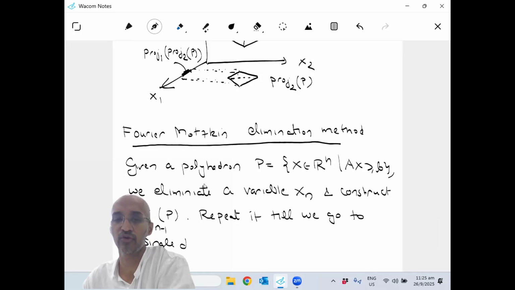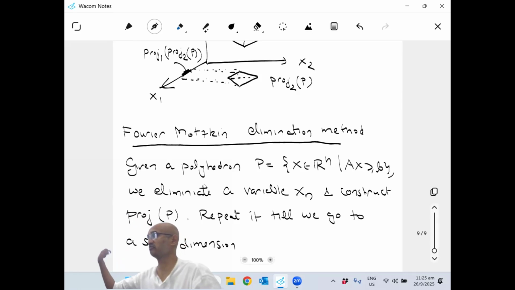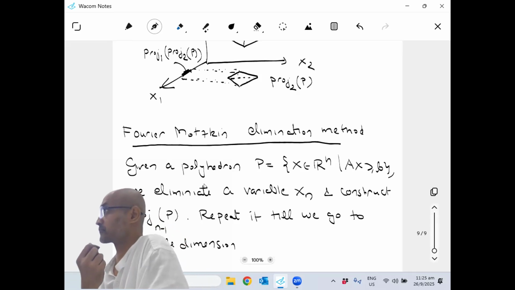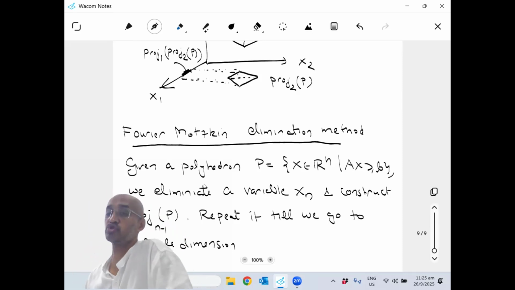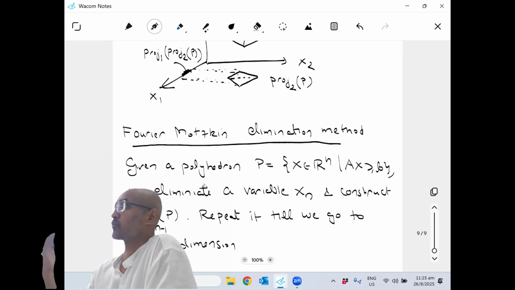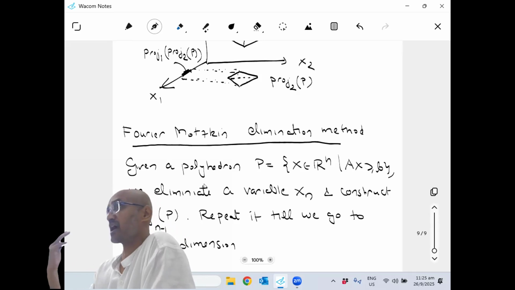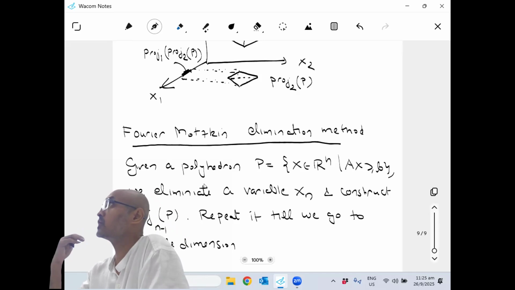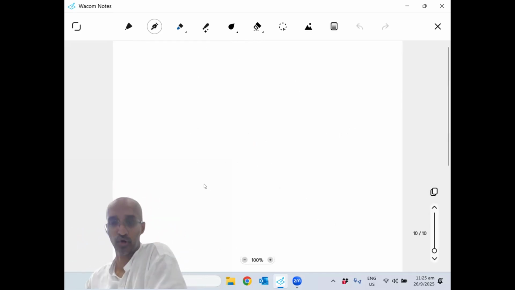So the idea is what I just showed you with a figure. You keep doing this projection step by step. That's the Fourier-Motzkin elimination method. I'll show you how to do that next. There's an algorithm which, given inequality constraints, can do this. I want to just discuss this algorithm. It's a useful way to project out. It's not particularly efficient, but it's a useful method to know, and it's conceptually quite elegant and understandable. So let's discuss the algorithm.